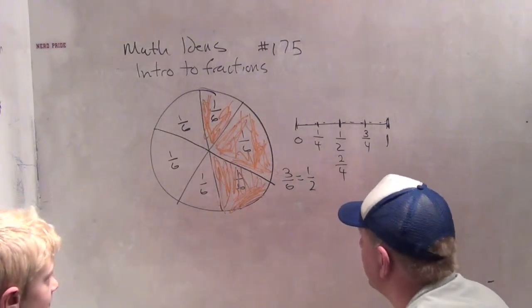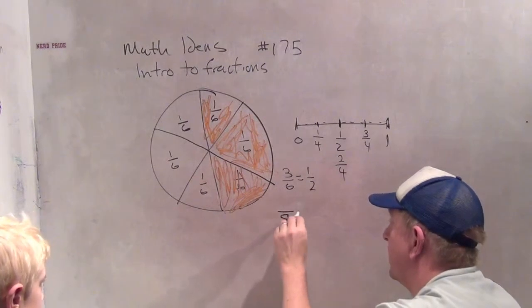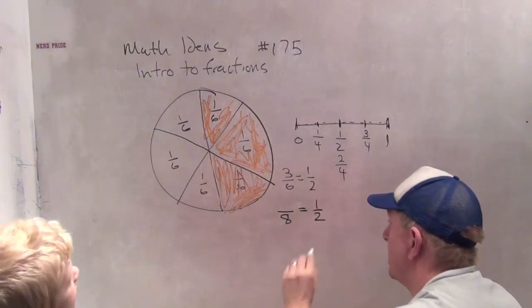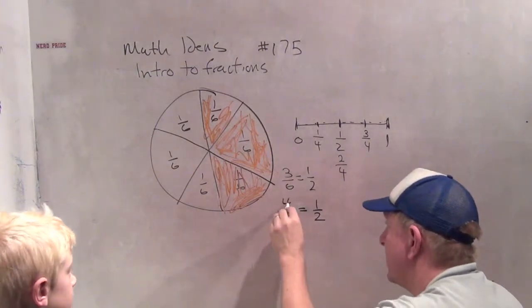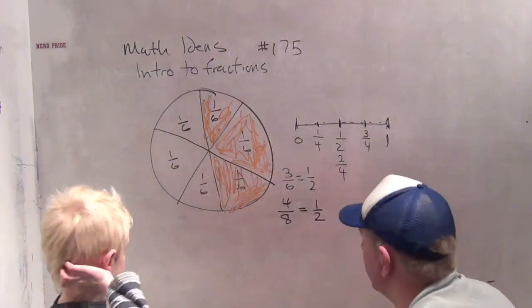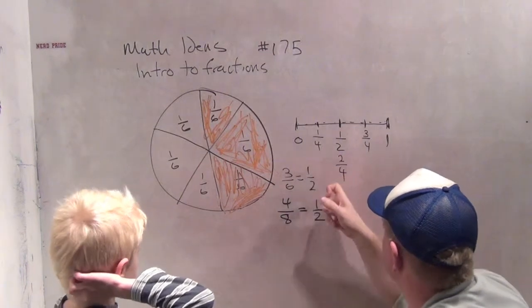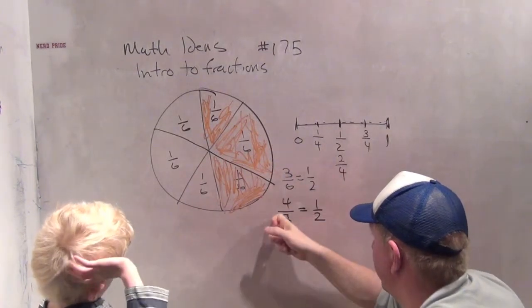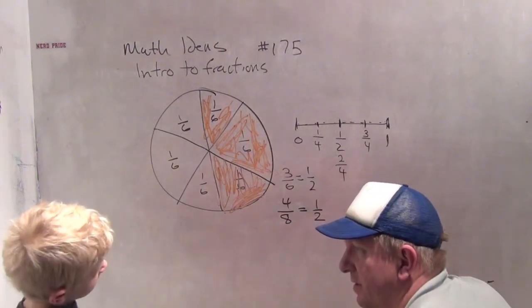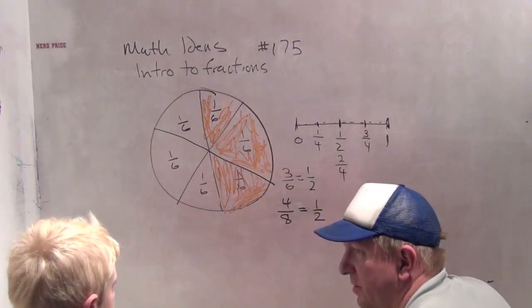How many eighths do you think are a half? 4. 4 eighths is a half. What do you notice about 4 and 2 that makes a half, 2 and 1 that makes a half, 6 and 3 that makes a half, and 8 and 4 that makes a half? Do you see a pattern?